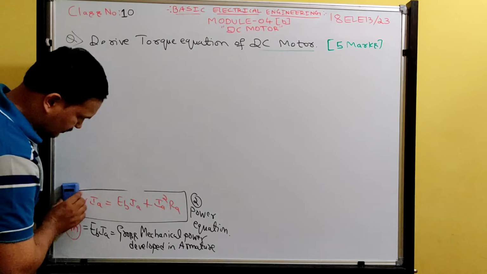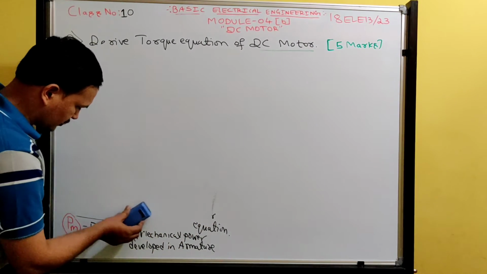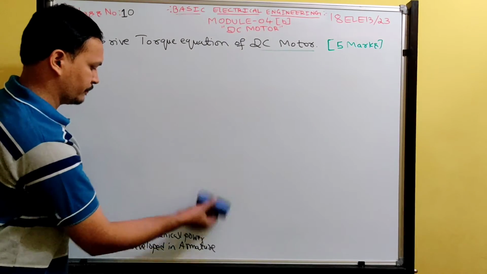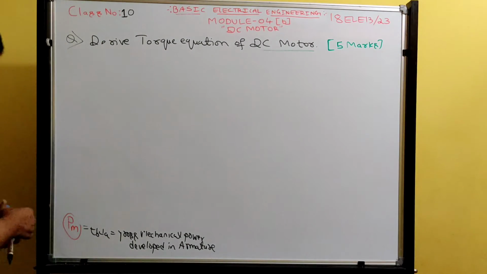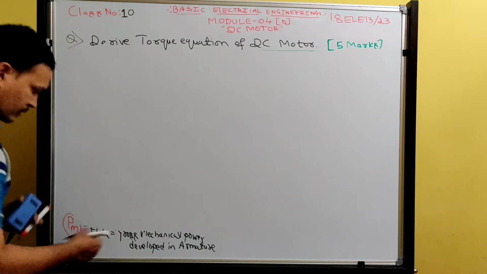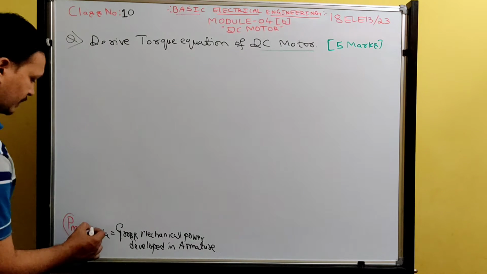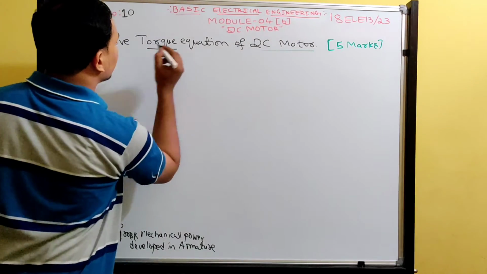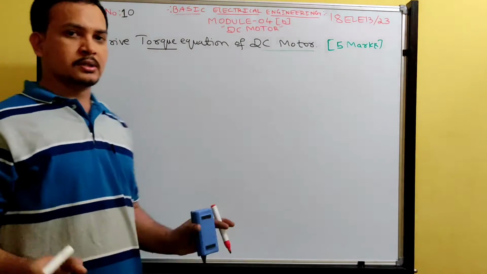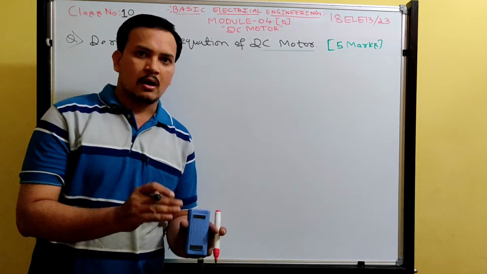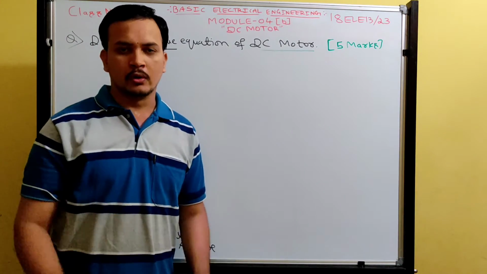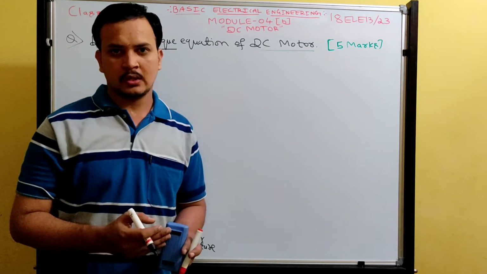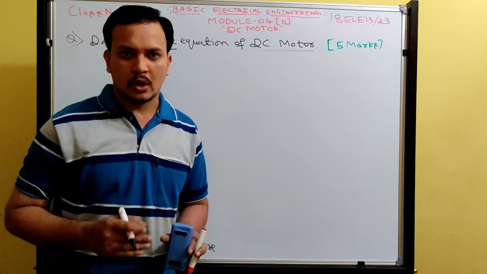So let it be this equation: gross mechanical power developed in the armature, that is EB into Ia. See, what do you mean by torque? Torque is nothing but the turning or twisting moment of force about an axis, something which refuses to rotate. Okay, that is called torque.